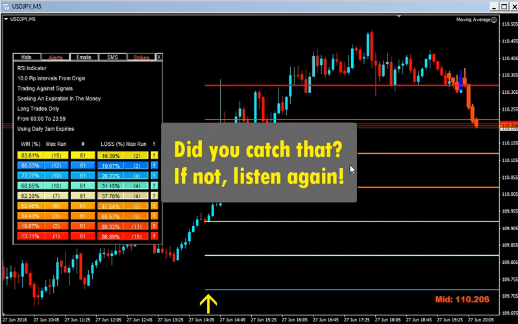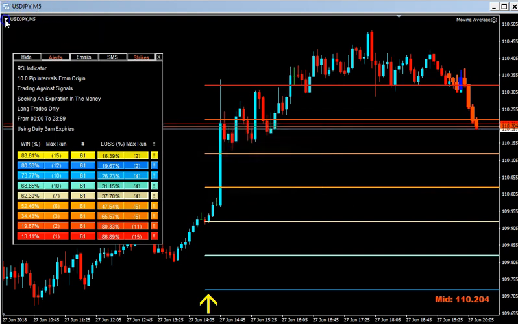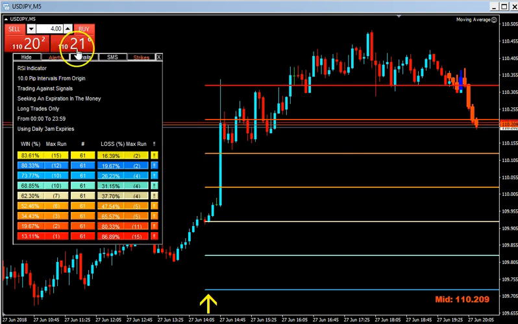MT4 has what's called bid-ask pricing. You can look up here in the upper left-hand corner and you can see that you can buy it for 110.21 and you can sell it for 110.20. This little pip in here is your spread. All right? It's your spread.